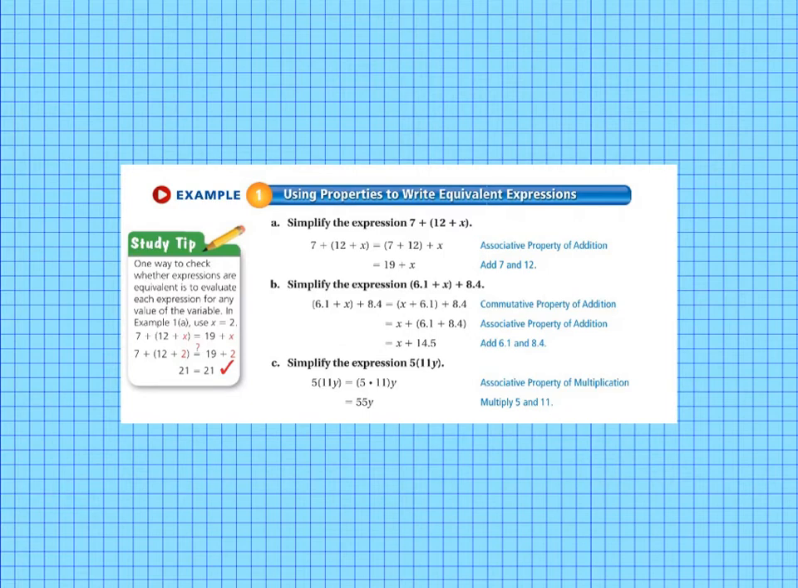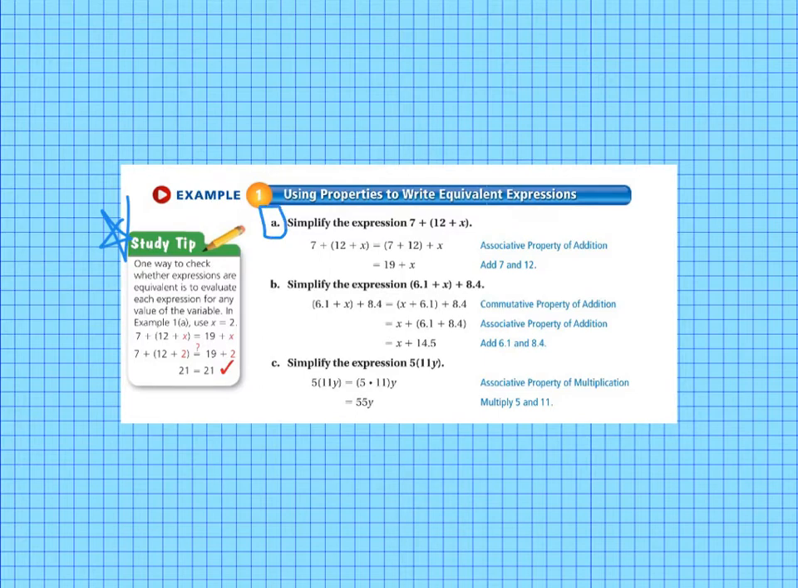Before we look at example 1, I want to read over this study tip with you. It says one way to check whether expressions are equivalent is to evaluate each expression for any value of the variable. In example 1a, if we used x equals 2, so we substitute in 2 for x, we can see that they're equivalent because 7 plus 12 plus 2 equals 21, and 19 plus 2 equals 21 as well. So you can see that those two are equivalent. So let's take a look at our example 1a.